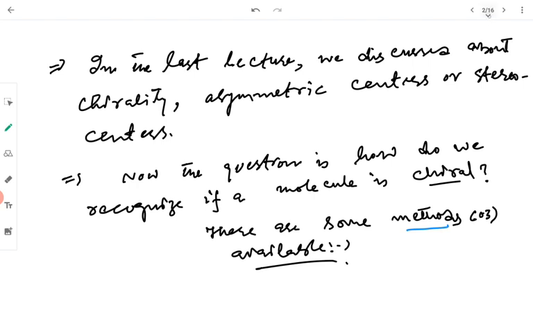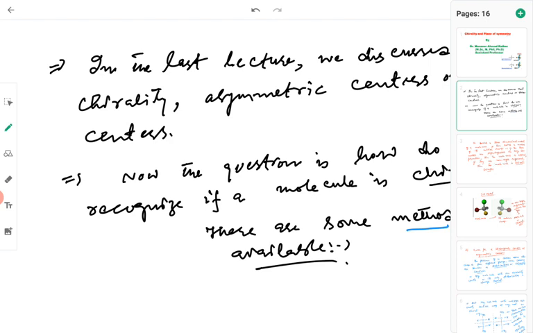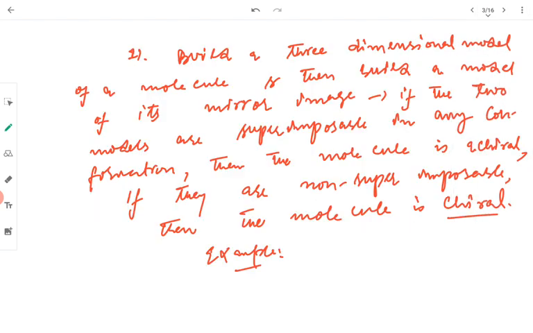So we'll start with the first method, which is very much known to you. The first method obviously is a very simple method. What you have to do is build a three-dimensional model of a molecule, and for this purpose you need some physical models of these molecules, three-dimensional models. And after you build the three-dimensional model of a molecule, you have to build the model of its mirror image.